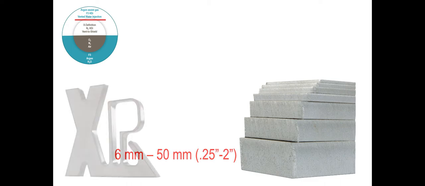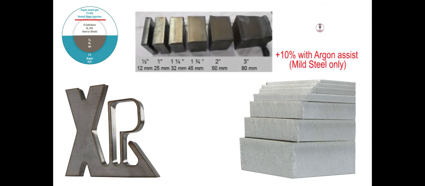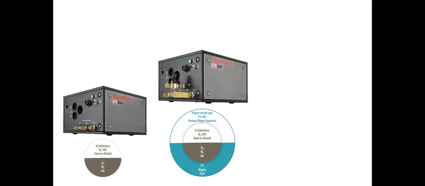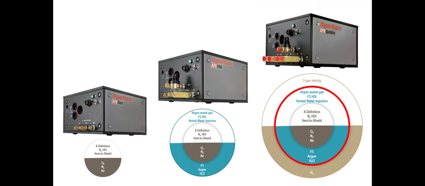A customer who needs high cut quality across a broader thickness range of all materials, does not have easy access to hydrogen or argon, or is cutting more aluminum, would benefit most from the VWI console. The final console option is the OptiMix console, delivering all the capabilities of the core and VWI consoles.